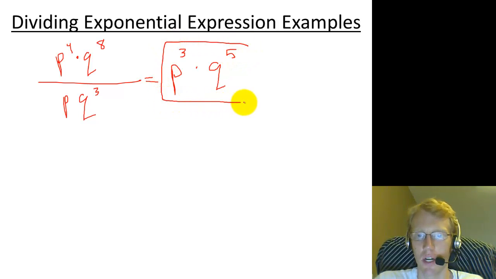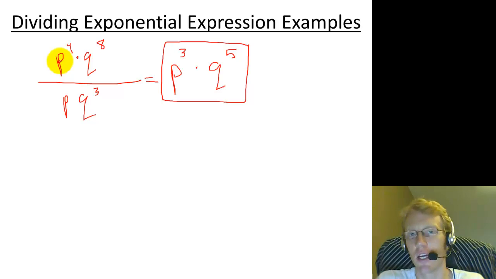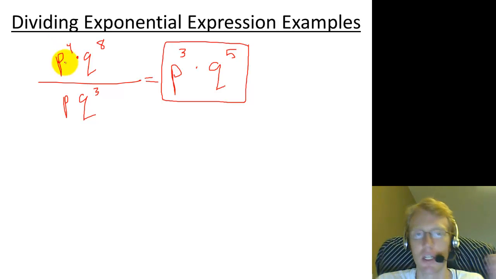So all you do is subtract. And again, if you forget how to do this, you can always write them out longhand. Write down p times p times p times p, 4 times, and then q 8 times, and cancel them out piece by piece, and you'll always get the right answer.